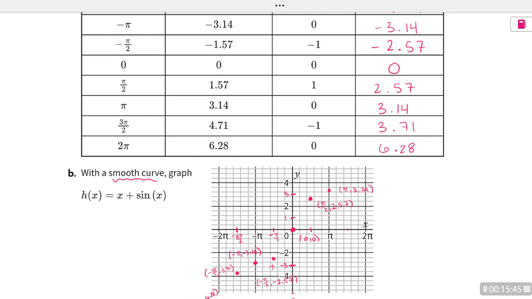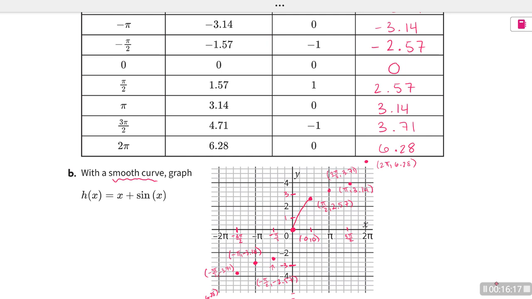Three pi over 2, and just below 4, I should say. So about there. And lastly, 2 pi and roughly 6. So again, that's going to be off our graph. So 2 pi, 6.28. Now let's actually connect these with a smooth curve.